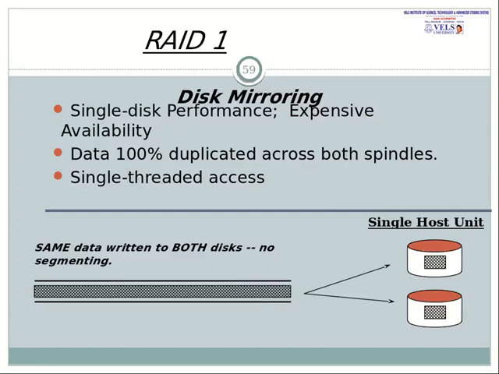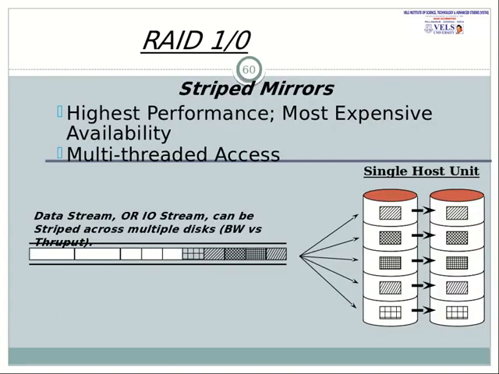Next one is RAID 1, which is mirroring, or otherwise disk mirroring. Disk mirroring gives single disk performance but is expensive in availability. Data is 100% duplicated on both disks. Here only one single pattern will be stored in the same unit of disk, so the same data will be written to both disks. Next one is RAID 1 as well as 0, meaning striped with mirrors: high performance and most expensive availability. Here multi-threaded access will be used for RAID level 0 and 1.